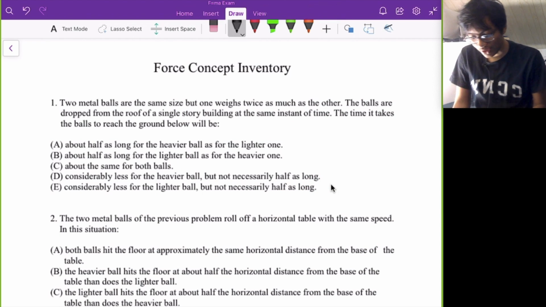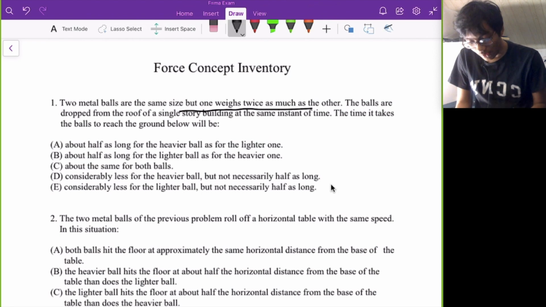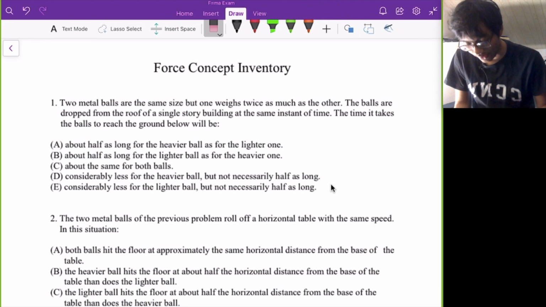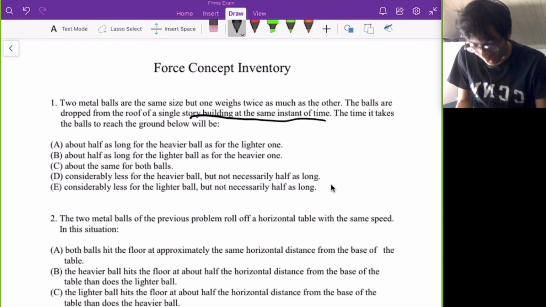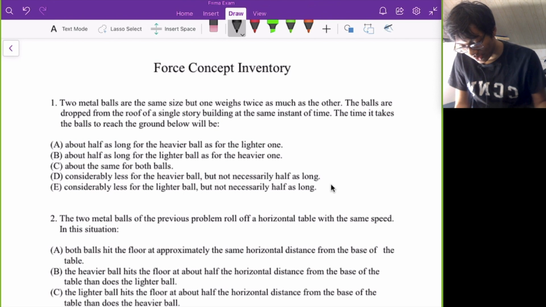So let's look at the first question. Two metal balls are the same size, but one weighs twice as much as the other. The balls are dropped from the roof of a second-story building at the same instant of time. The time it takes for the balls to reach the ground below will be... Okay, so let's take a look at the choices.